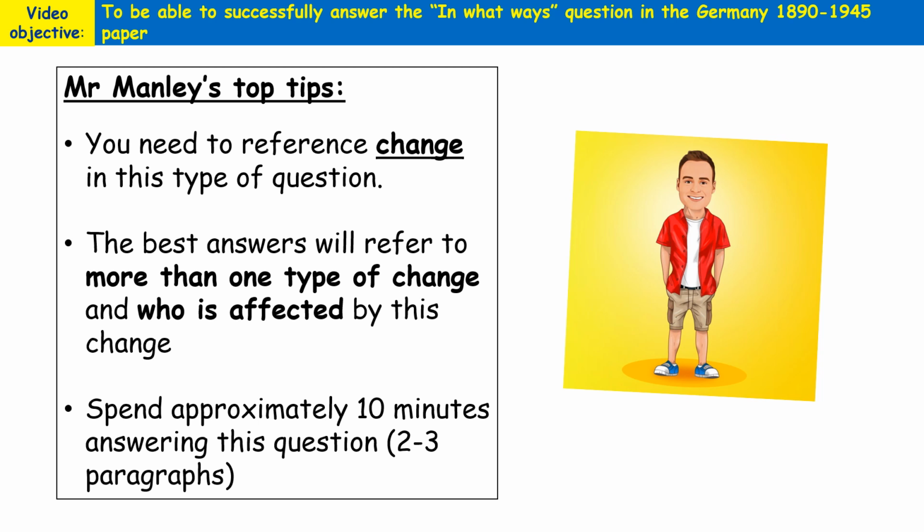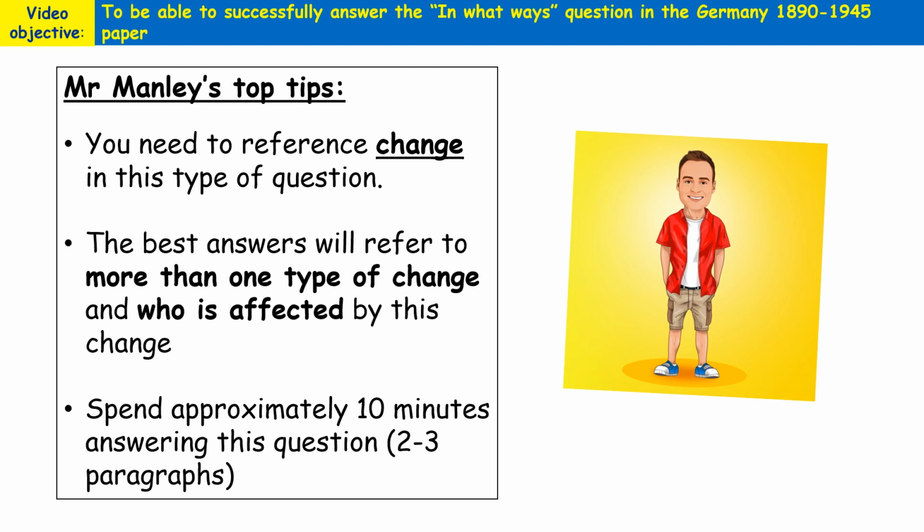So for this type of question, you really need to focus on what is changing to a certain group of people or at different times in Germany in your answer to this question. The best answers will refer to one type of change or one impact that's taken place in the time period, and also who is affected by this change. Normally, more than one group of people will be affected.